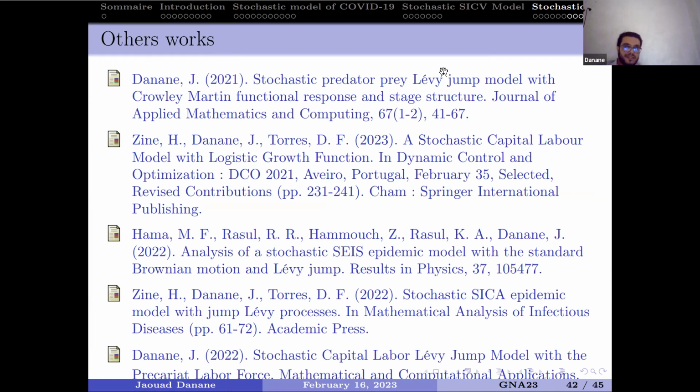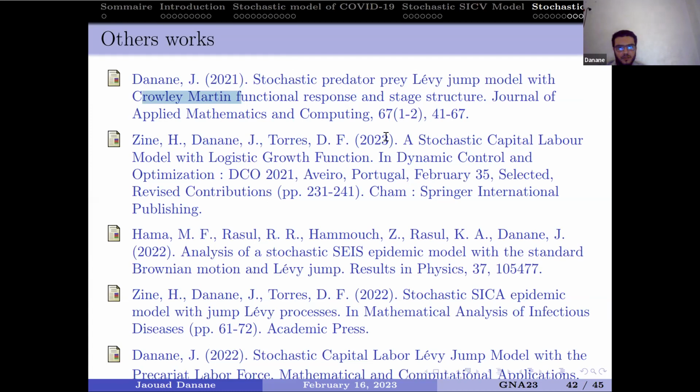We have other works. It was published in 2021 in the Journal of Applied Mathematics and Computing. We studied the stochastic predator-prey problem using the Lévy jump model with the Crowley-Martin function, and we introduced the effect of maturation and pre-maturation of both the prey and predator in the model. This is a very important and very nice result, and we can find it in this paper.